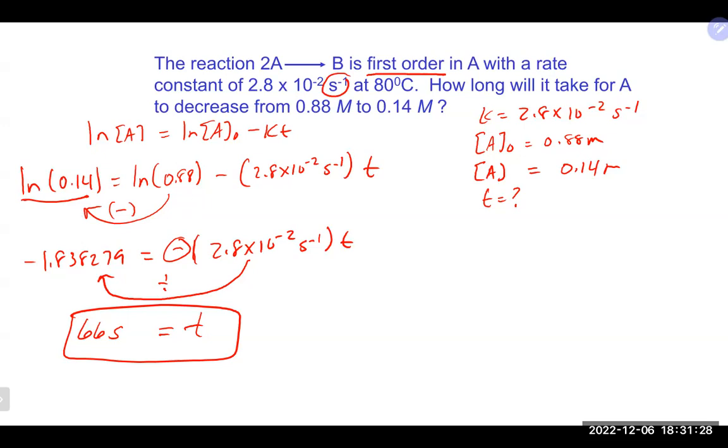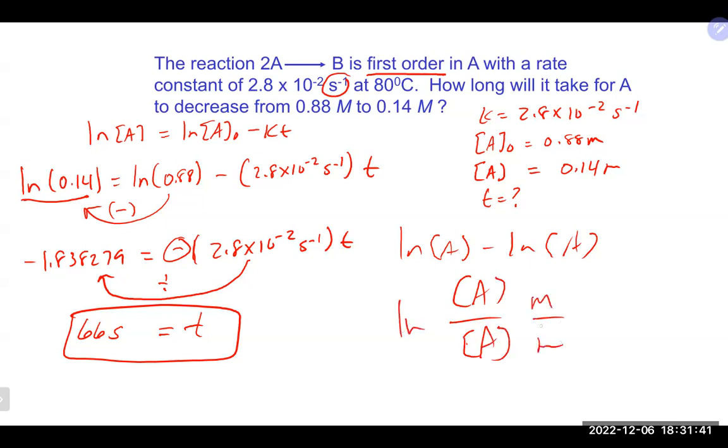By the way, mathematically, when you do the natural log of something minus something, that's like dividing, right? And that's how the molarities cancel, technically speaking. That's sort of how they go away, and we're left with seconds. That is there. Any questions on that one there?